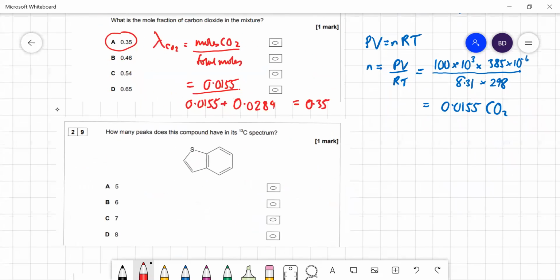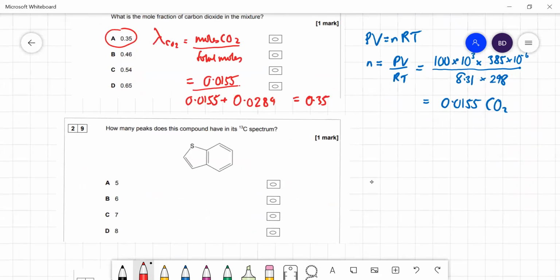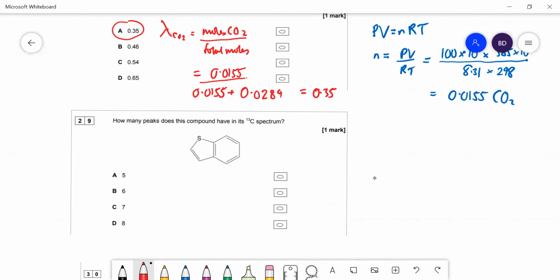How many peaks does this compound contain in its 13C spectrum? There's no symmetry in that compound at all, because that sulfur messes up the symmetry. And so every carbon is different, so it's going to give its own peak. So we've got 1, 2, 3, 4, 5, 6, 7, 8 carbons. So D is the right answer.